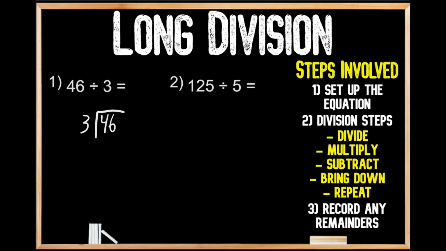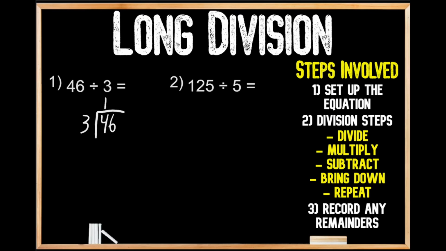So we're going to start by dividing from left to right. We're going to begin by dividing 4 by 3. Or we're going to think, how many groups of 3 can I make out of 4? And I know that I can make one group of 3 out of 4, so I'm going to write the 1 above the 4 here to show that I'm dividing 4 by 3.